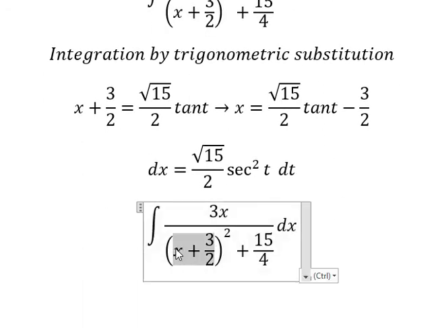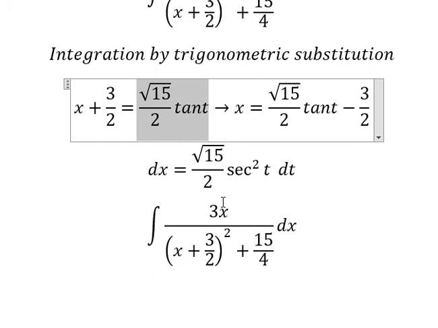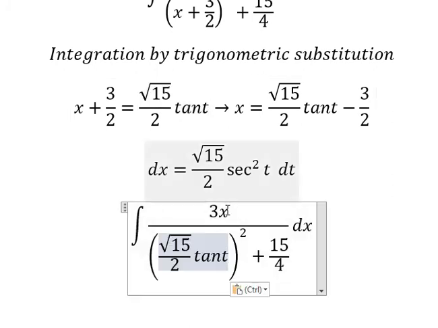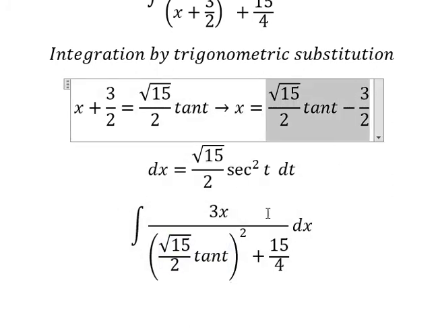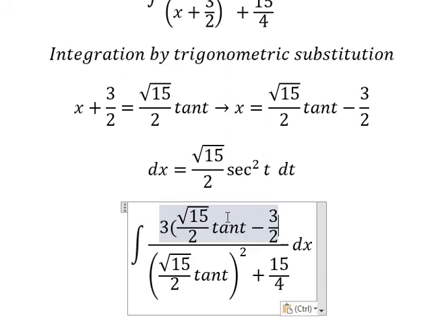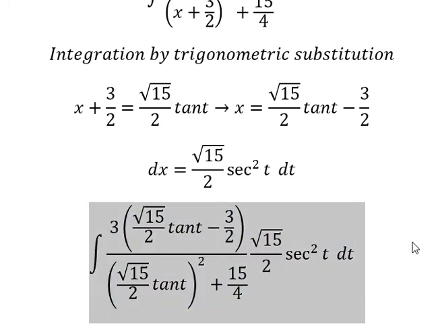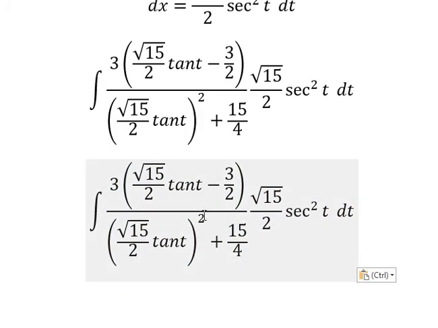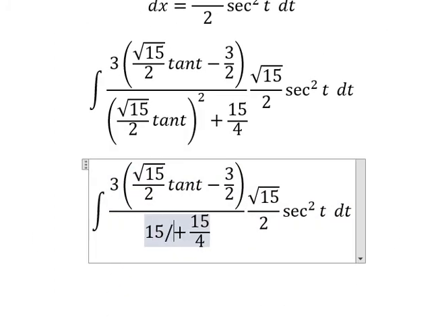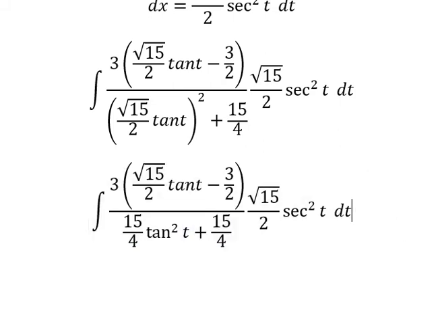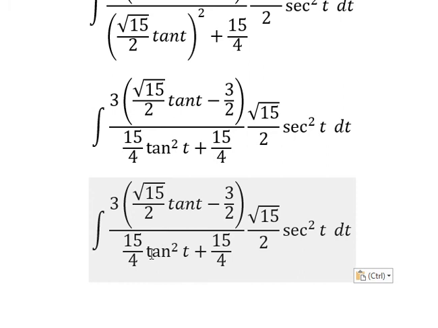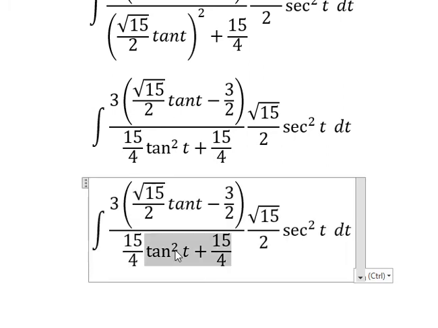So this one we change by this one. s we change by this one. The s we change by this one. So this one we have 15 over 4 times t squared. Later we can do factorization by 15 over 4.